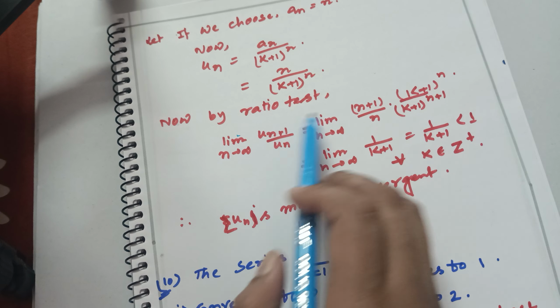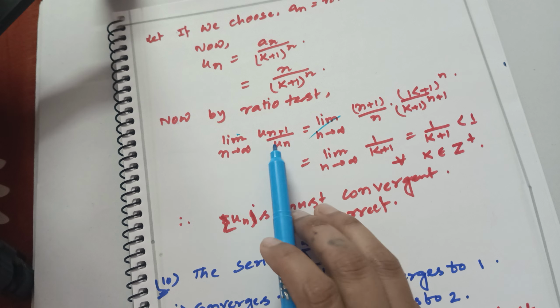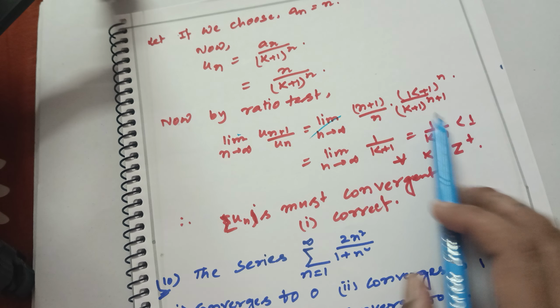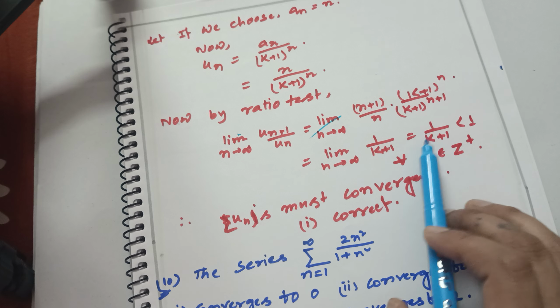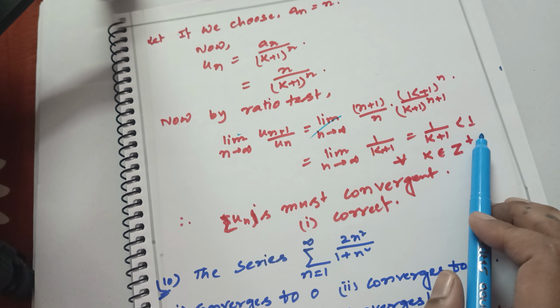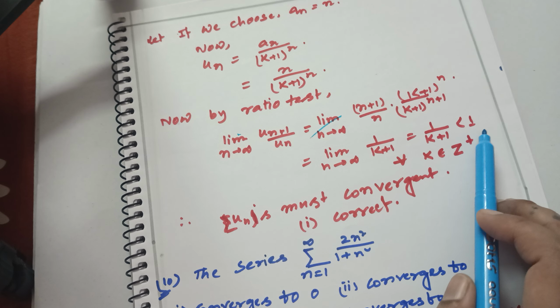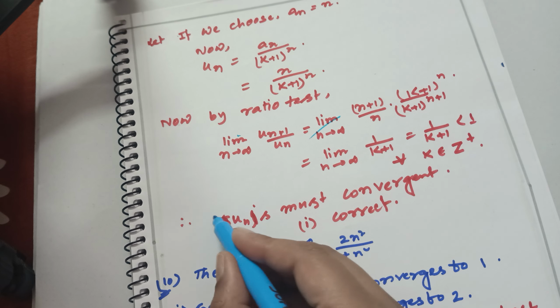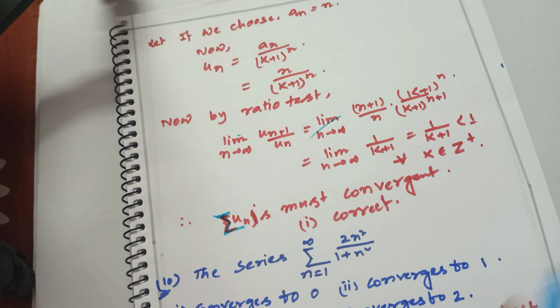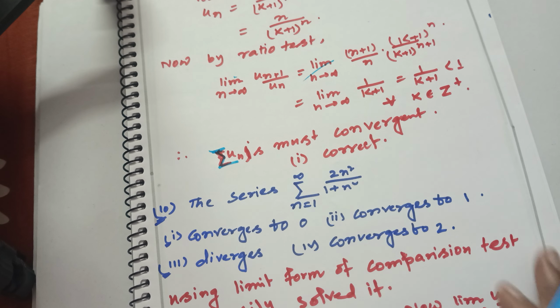Now by the ratio test, the limit as n tends to infinity of u_(n+1)/u_n gives 1/(k+1). Since k is a positive integer, 1/(k+1) is obviously less than 1. So by the ratio test, the summation of u_n must be convergent. So option 1 is correct. I hope it is clear.